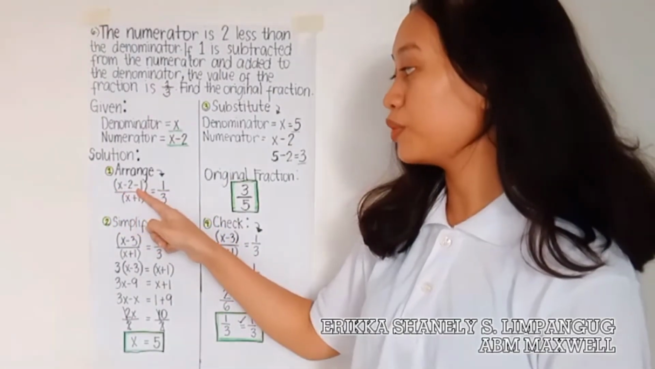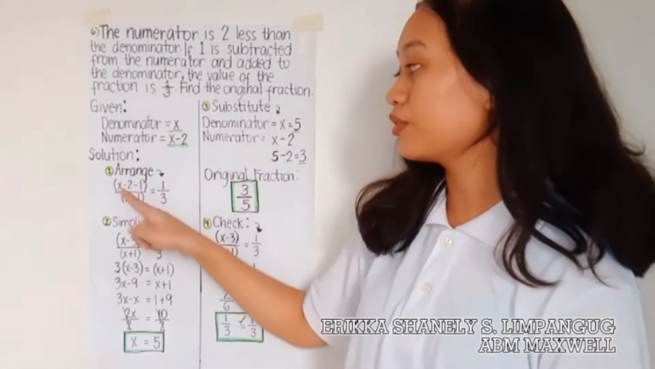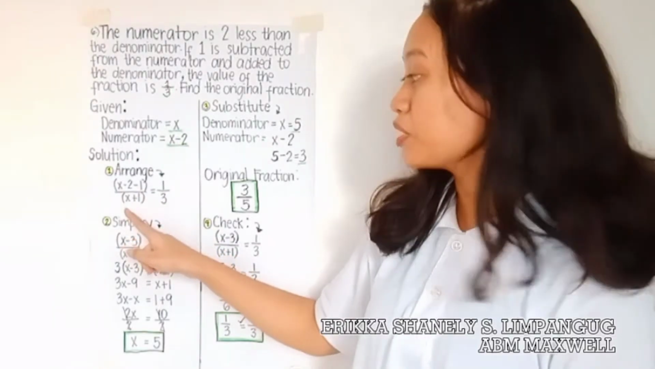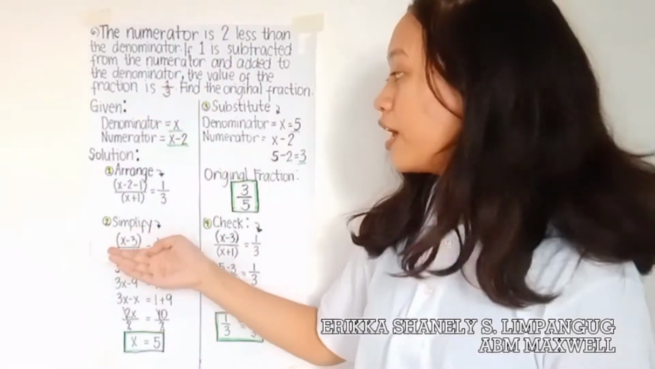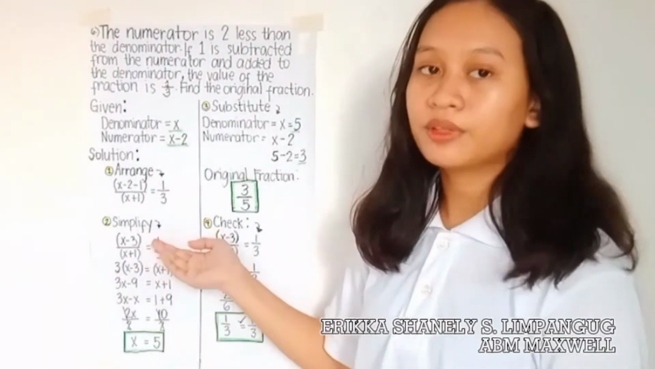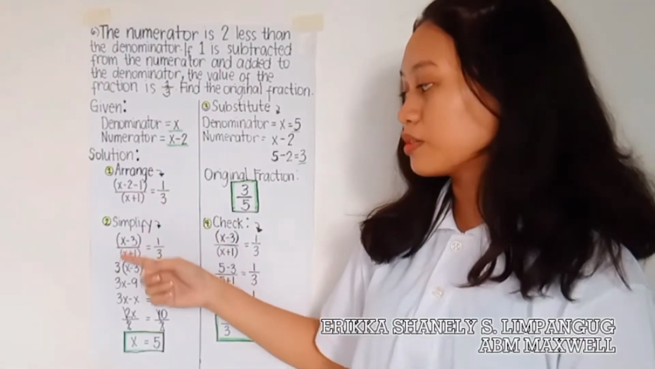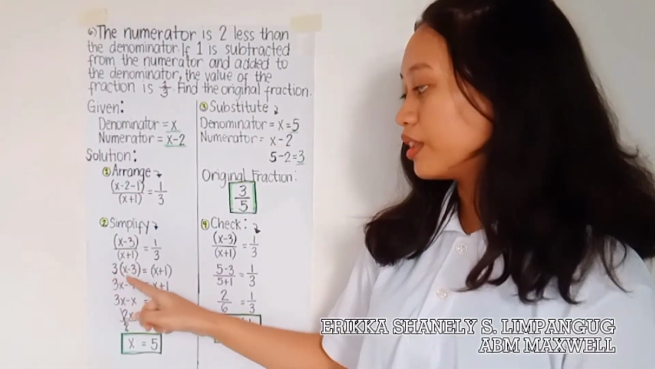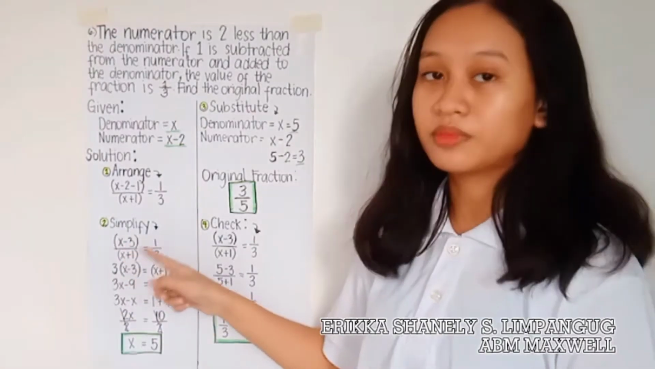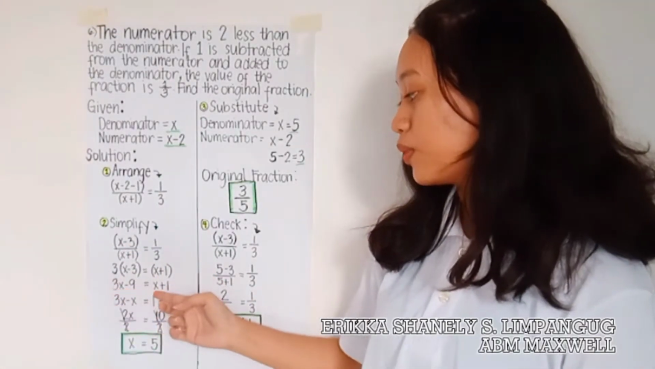So x minus 2 minus 1, since the problem mentioned that 1 is subtracted from the numerator, and then our denominator is x plus 1 since 1 is added to the denominator, and then equals 1 over 3. So we have to simplify. x minus 2 minus 1 is x minus 3, and then you multiply 3 times x minus 3. Since we cross multiply, we will get 3x minus 9 equals x plus 1.